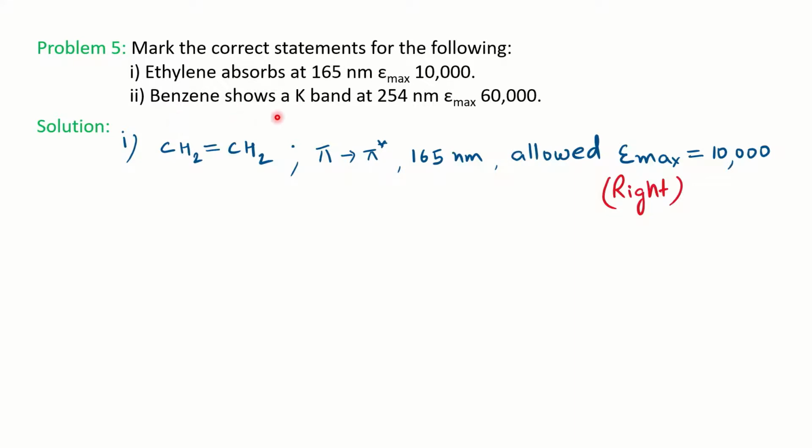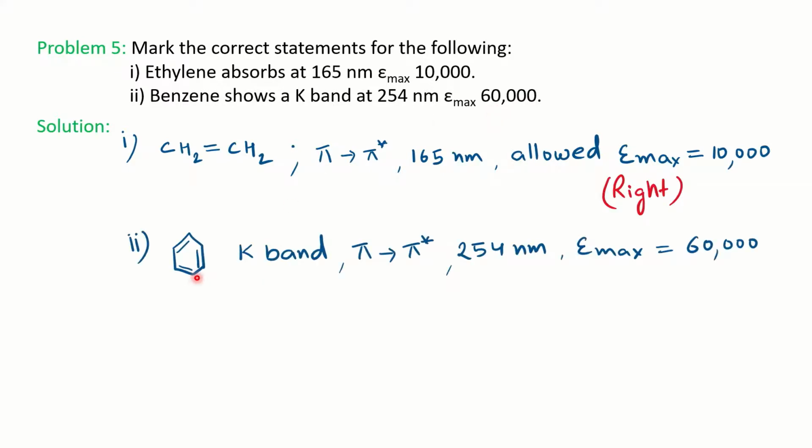The other statement is that benzene shows a K band at 254 nanometer, and the epsilon value is given. As I told you, you have to learn two typical molecules and their absorption spectra: one is acetone, the other is benzene. Then you can easily solve a problem related to benzene. The K band data is given, and we have to see whether it is correct or wrong. So this is a wrong statement. Now how and why are we saying it is wrong?